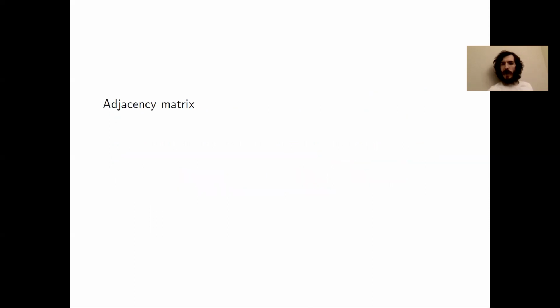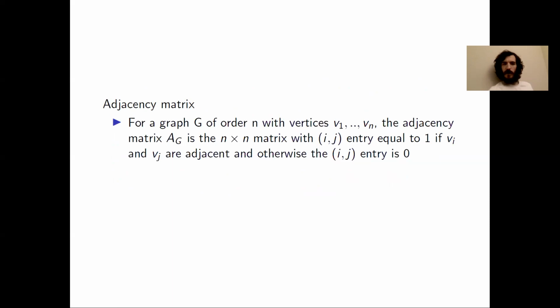In order to look at the eigenvalues of adjacency matrices, let's review what the adjacency matrix actually is. Given some graph G of order n, in other words, the graph has n total vertices, and the vertices are named v1, v2, up to vn, we define the adjacency matrix of that graph, which we denote A sub G, as the n by n matrix whose ij entry is equal to 1 if and only if the vertices vi and vj are adjacent in G. And otherwise, we set the ij entry equal to 0.